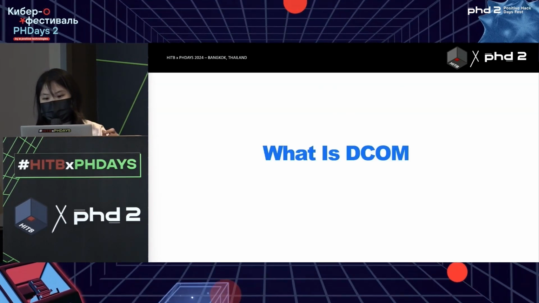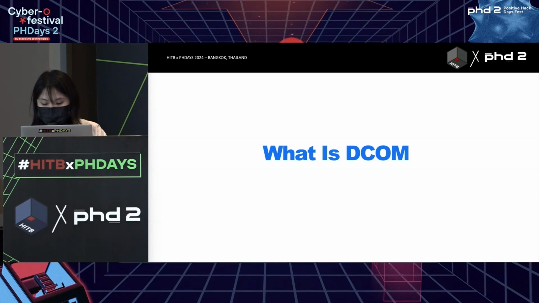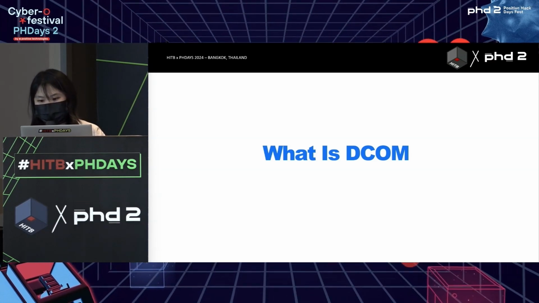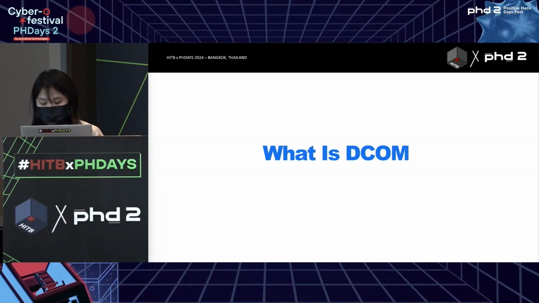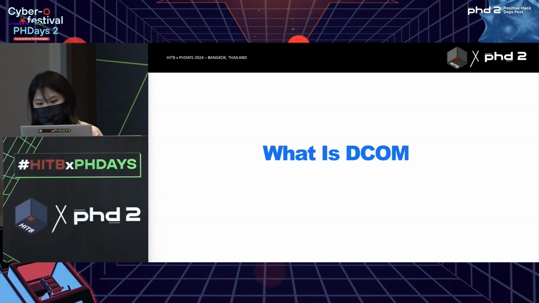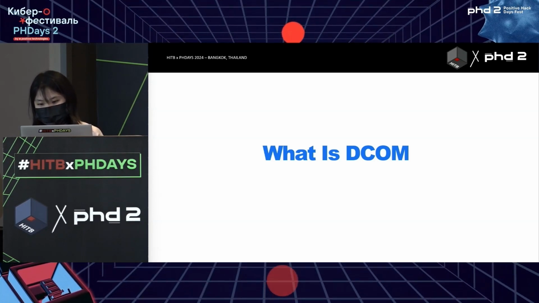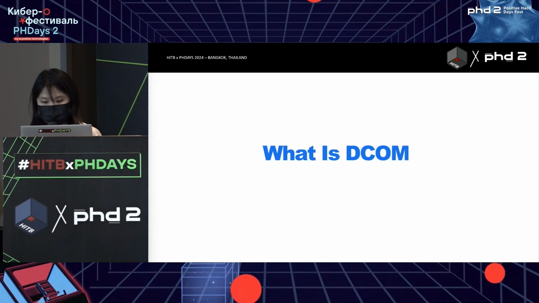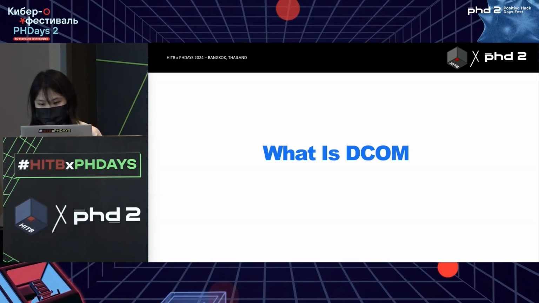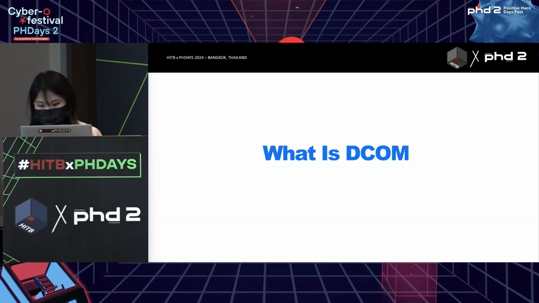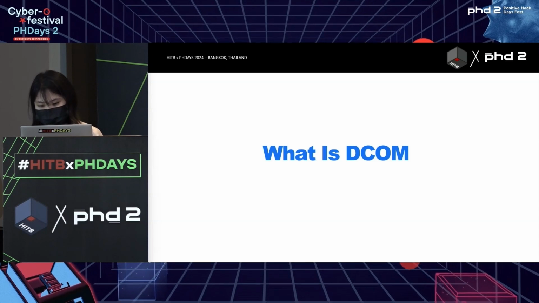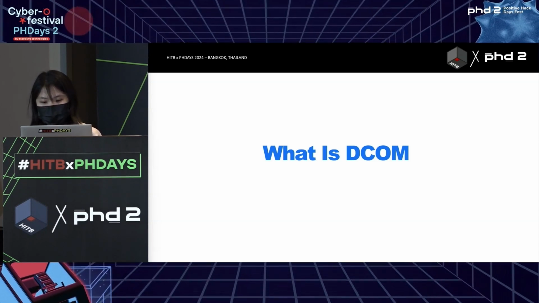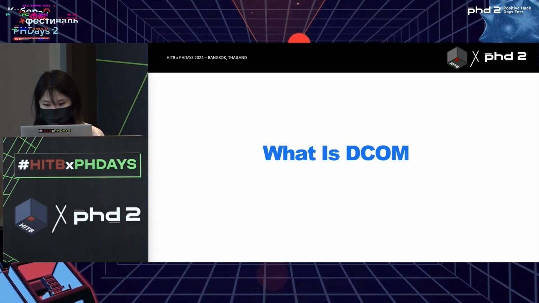COM is an object-oriented programming model, which has nothing to do with programming languages. DCOM is a remote call version of COM. DCOM supports communication calls between different processes, different machines, and even different operating systems. It can be said that DCOM is a part of RPC.